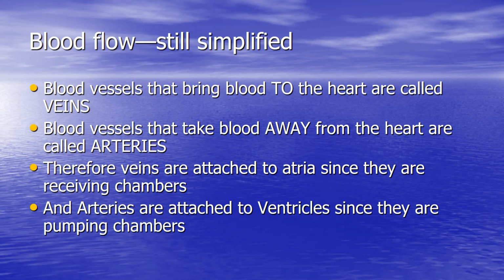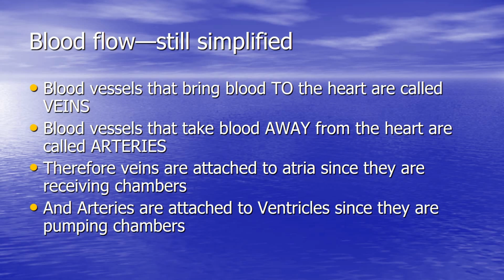As long as we're on the topic of blood flow, we're going to talk about a few blood vessels, just the basics. Blood vessels that bring blood to the heart are called veins. Blood vessels that take blood away from the heart are called arteries. Therefore, veins are attached to the atria since they are the receiving chamber. In other words, veins empty into the atria. Veins take blood to the heart, therefore they empty into the atria.